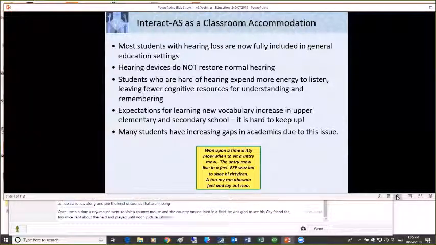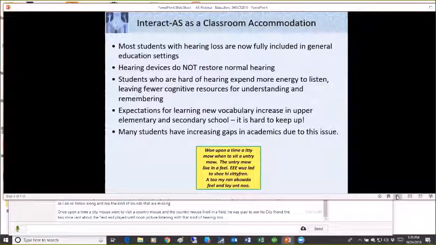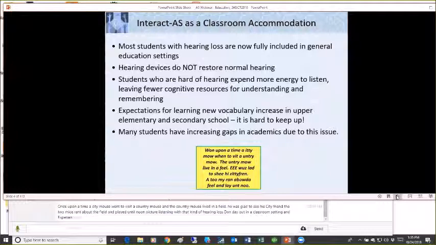Picture listening with that kind of hearing loss day in, day out in a classroom setting and experiencing this listening gap and the extra energy it would take for you to guess what you're missing all the time.